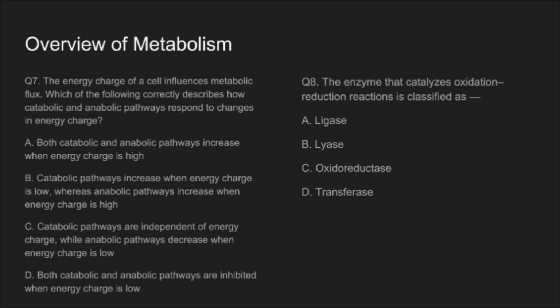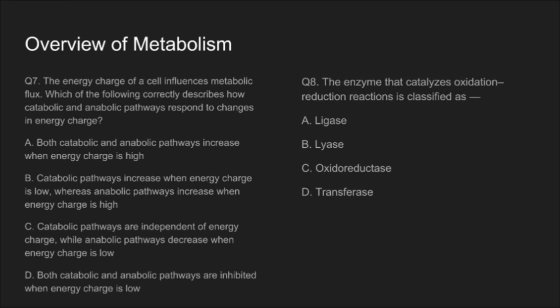The energy charge of a cell influences metabolic flux. Which of the following correctly describes how catabolic and anabolic pathways respond to changes in energy charge? Your options are A, both catabolic and anabolic pathways increase when energy charge is high. B, catabolic pathways increase when energy charge is low, whereas anabolic pathways increase when energy charge is high. C, catabolic pathways are independent of energy charge, while anabolic pathways decrease when energy charge is low. D, both catabolic and anabolic pathways are inhibited when energy charge is low.